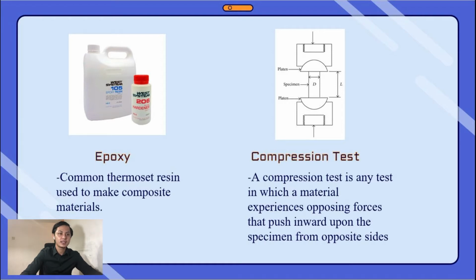Then for the compression test, a compression test is a test in which material experiences opposing forces that push inward upon the specimen from the opposite sides or is otherwise compressed, squashed, crushed, or flattened. The test sample is generally placed between two plates that distribute the applied load across the entire surface area of two opposite faces of the test sample, and then the plates are pushed together by a universal test machine, causing the sample to be flattened.